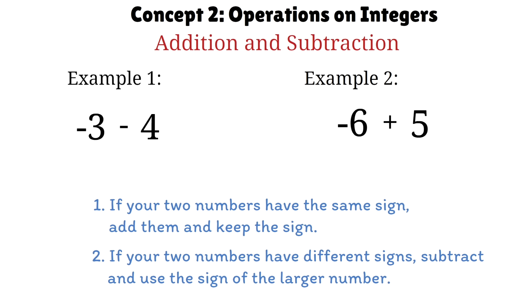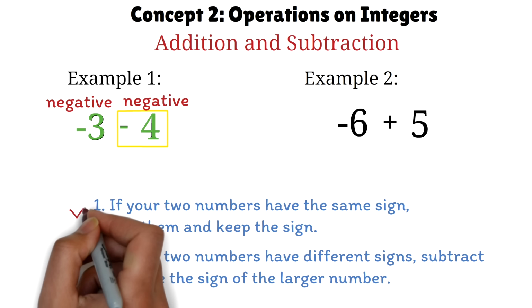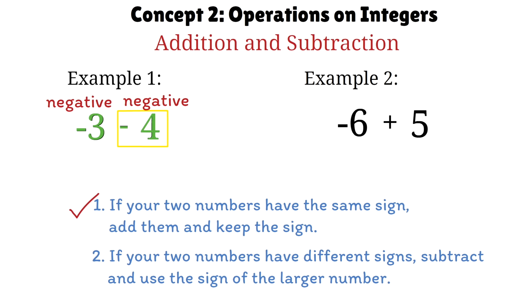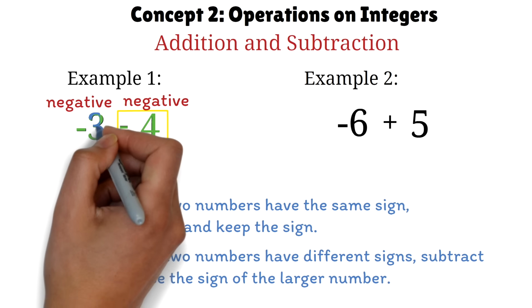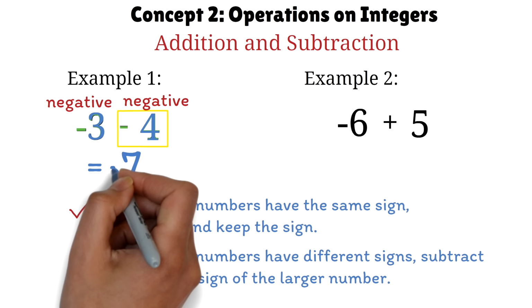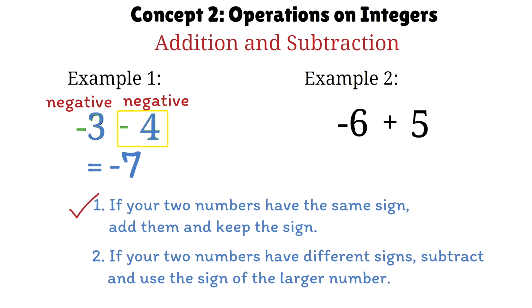Since we know the rules now, let's start with example 1. We have negative 3 minus 4. Note that the middle operation is considered the sign of the second number. So the sign of 3 is negative, and the sign of 4 is also negative. The rule is, if they have the same sign, add and keep the sign. So we add 3 and 4 to get 7, and keep the negative. So the final answer is negative 7.